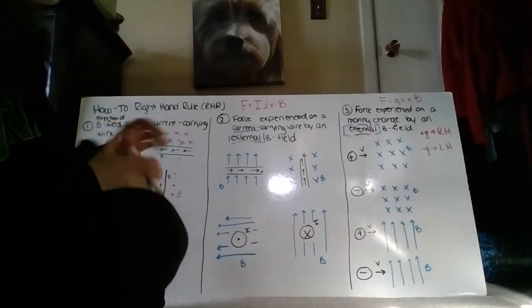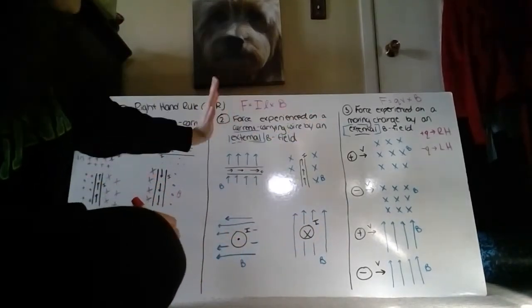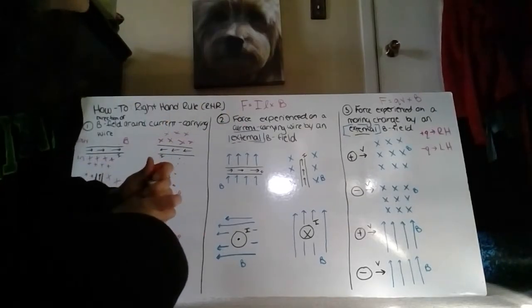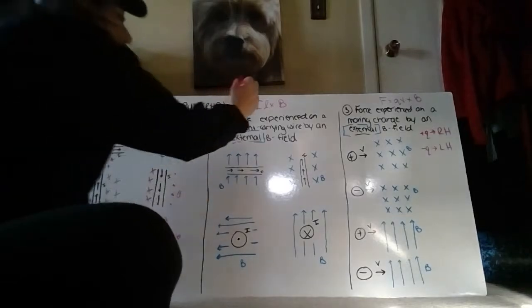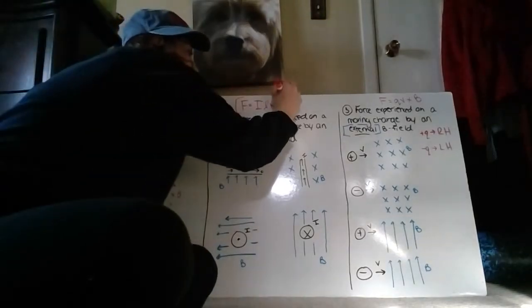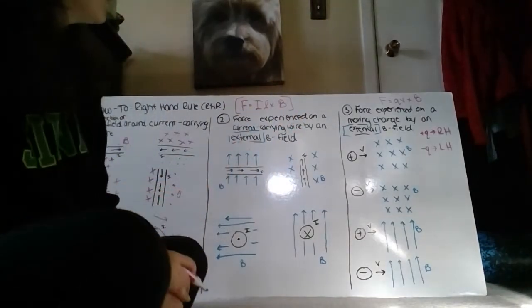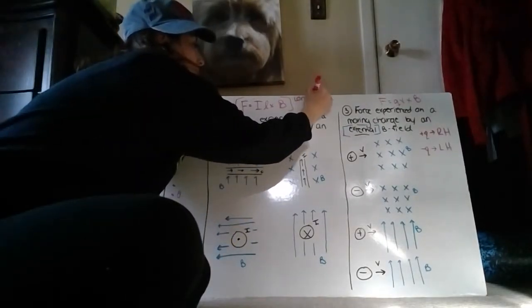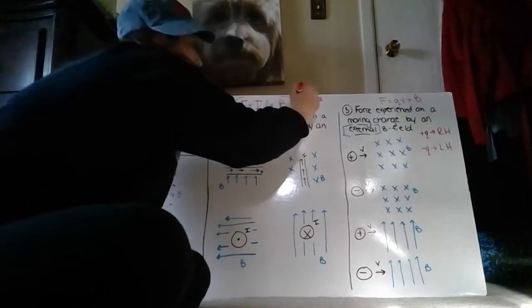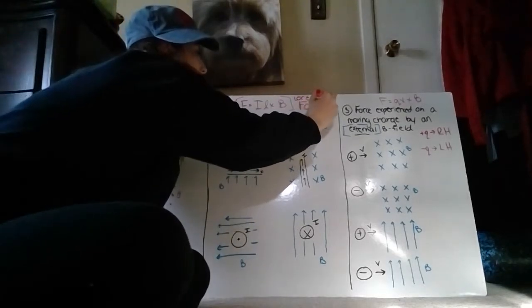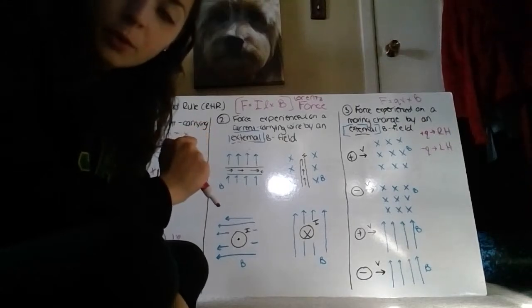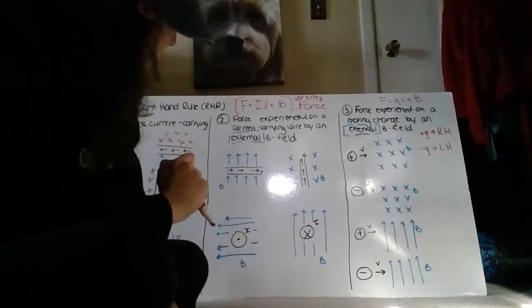So here we're going to do number 2 and 3. We have the force experienced on the current carrying wire by an external magnetic field. Here's the equation. The force that these wires are going to experience is something called the Lorentz force. L-O-R-E-N-T-Z, force. I know it's really hard to see, I'm sorry.